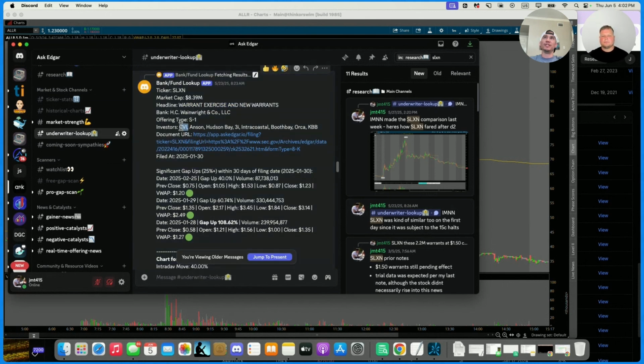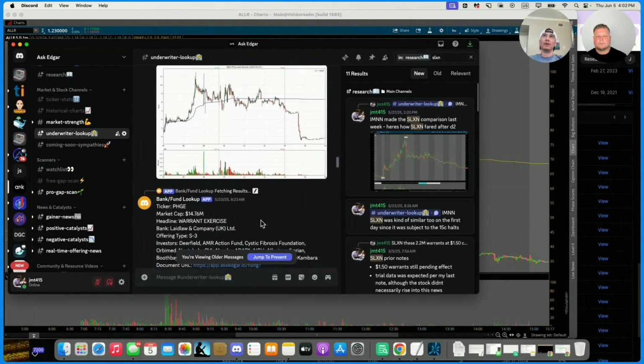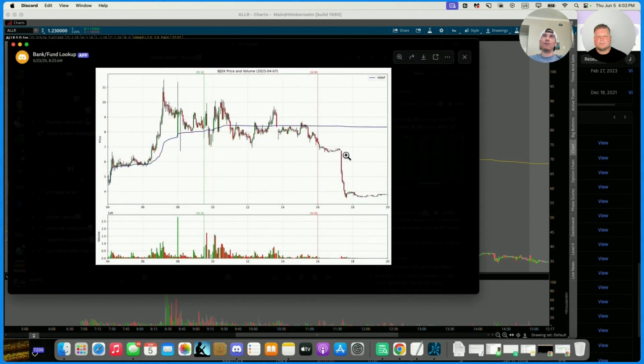In this case, I was searching CVI and Armistice because they were both involved, and I was searching this because of IMNN. I thought that a warrant exercise was possible, so I wanted to see what other charts were similar. I think they did a warrant exercise here, but they didn't make it easy at all. Now I don't know exactly what they're doing.